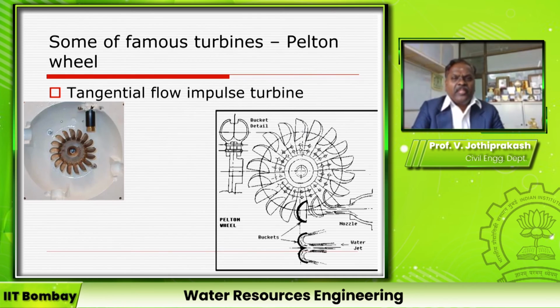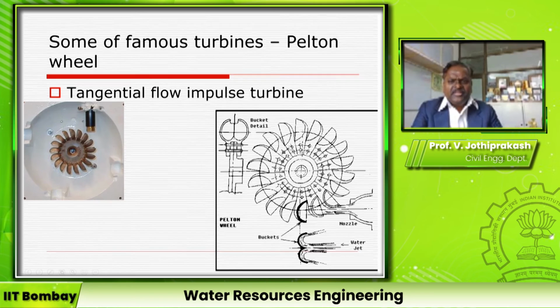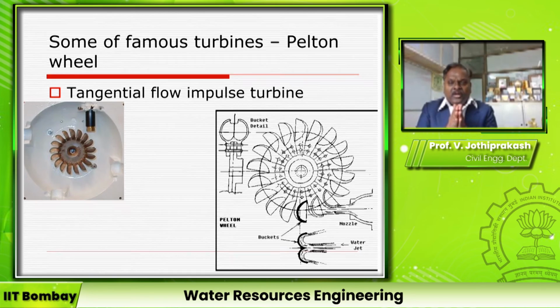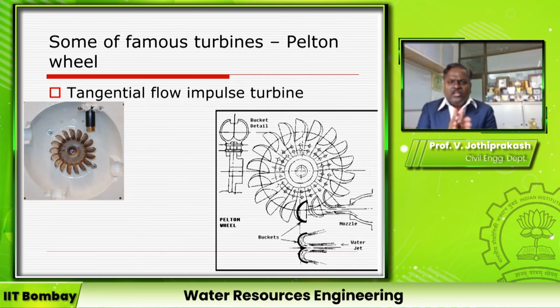And some of the famous turbines, let us see the Pelton wheel. It is a tangential flow impulse turbine. You can see that a series of blades are mounted on the shaft, and a water jet is made to impact on the cups. The blades are dual cups, so the water jet divides into two equal parts and moves along a curved path, then impinges on the blade, and the blade rotates depending upon the velocity.